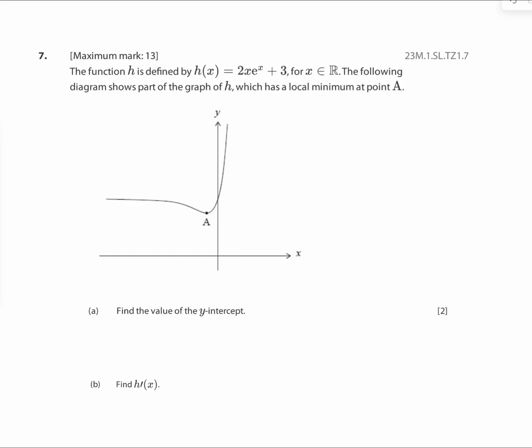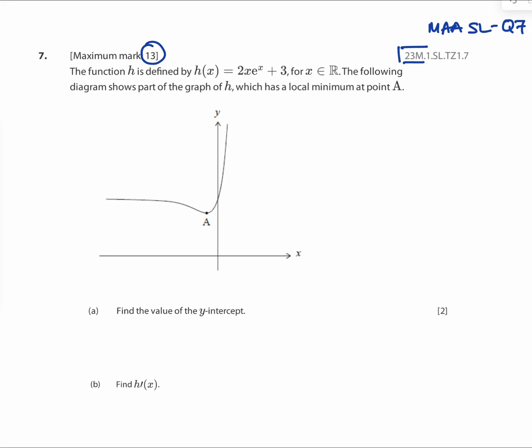Okay, here we have another question from the IB past paper from the MAA SL. That appears to be question 7 from May 2023. Now that's a 13-mark question. That's one of those where it would be nice to get as many marks as possible.